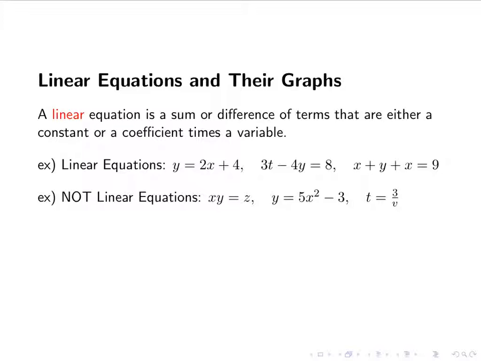We've got xy equals z. We have x times y, so a variable times a variable is not linear. And then we've got y equals 5x squared minus 3. X squared makes it not a linear equation. And then t equals 3 divided by v. Since v is in the denominator, it makes it not linear.